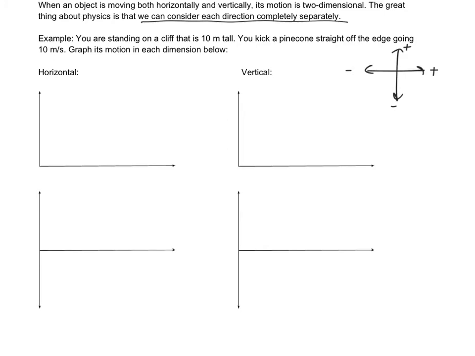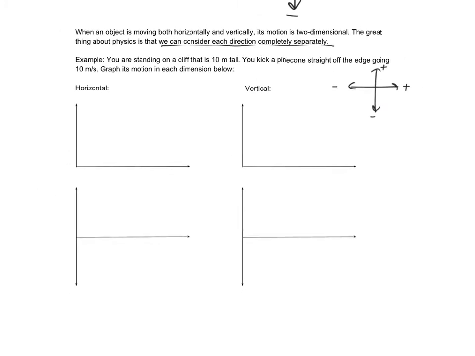So our graphs here that I have set up are, we have 2 for horizontal and 2 for vertical. And these are going to be the same types of graphs as we looked at last unit. We're going to have position versus time. Those are going to be our top graphs. So this is position versus time. Same thing for the other side. And then the bottom one's going to be velocity versus time.